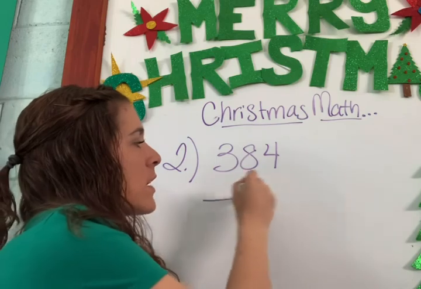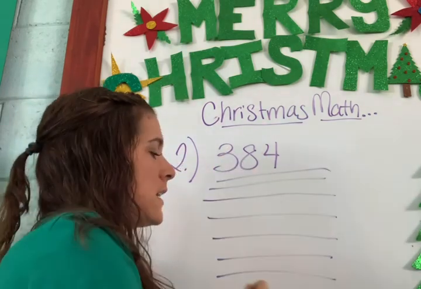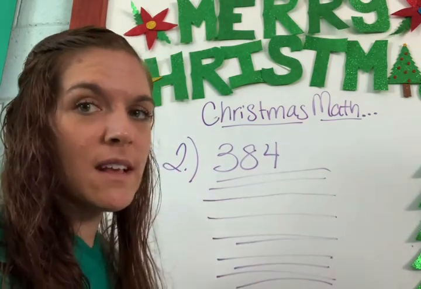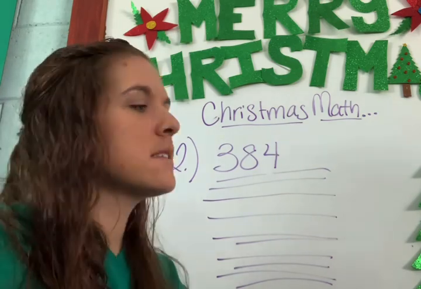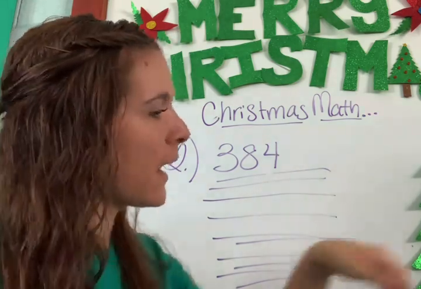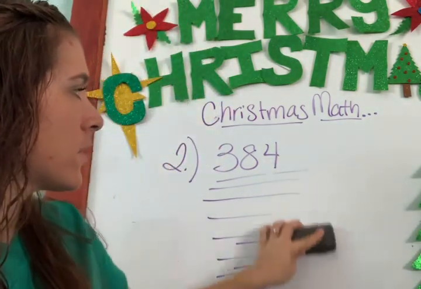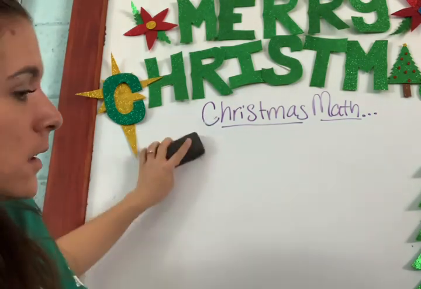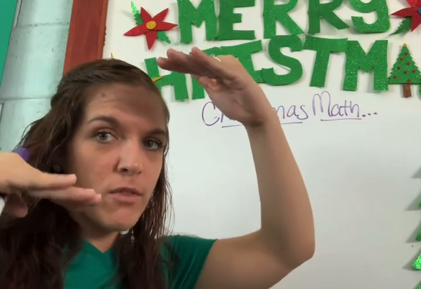So she had 12 strands. 1, 2, 3, 4, 5, 6, 7, 8, 9, 10, 11, 12 strands. How many lights are on each one of these? If the total is 384, what do you think you have to do? Add, subtract, multiply, or divide. Scarlett? You're going to divide. Good job, you're going to divide 384 into those 12 strands of lights.